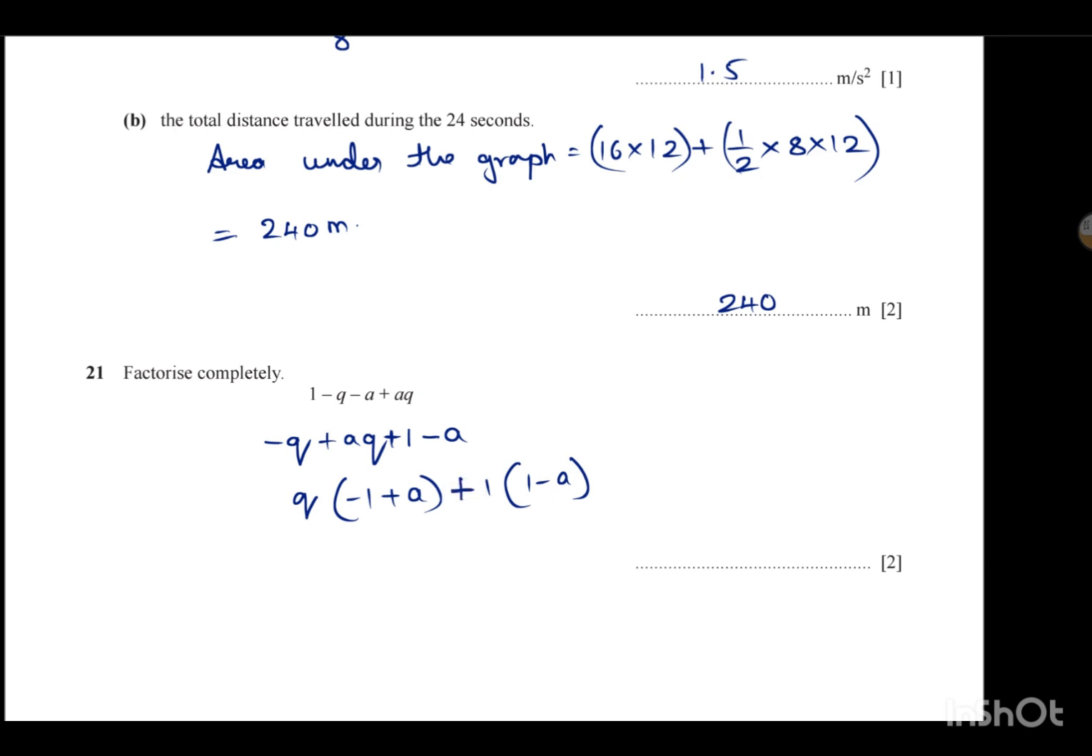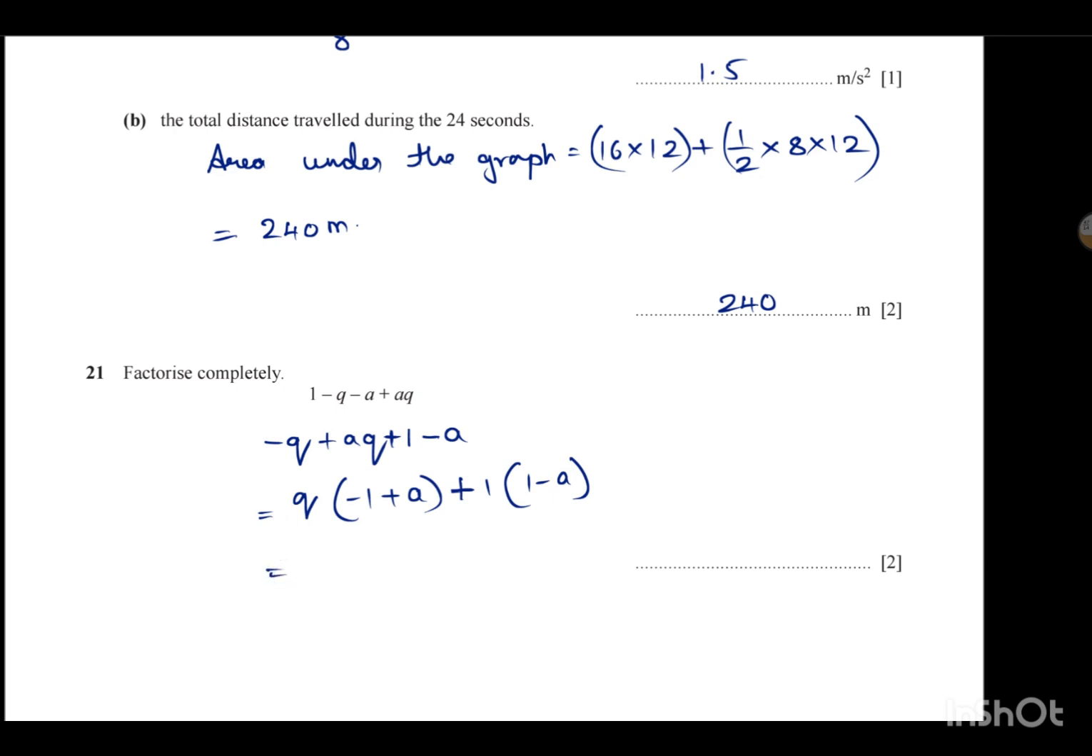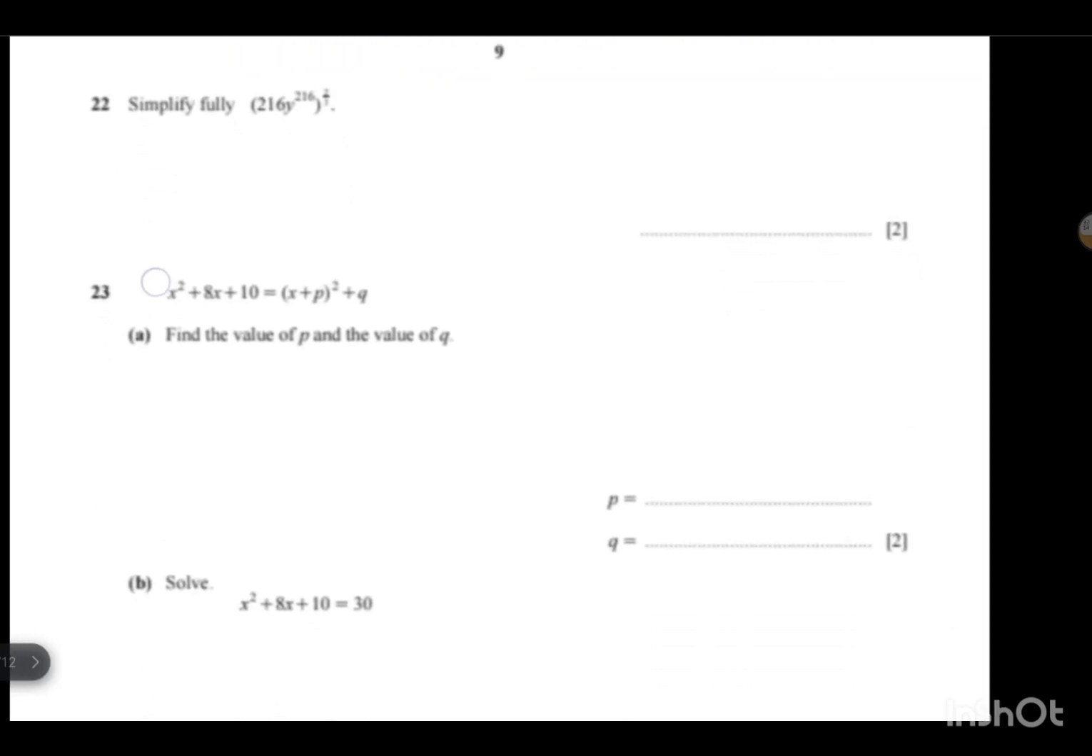I will change minus 1 plus a by taking minus common. So I will get minus q outside the bracket. Minus 1 becomes positive 1 and plus a becomes negative a, plus 1 into 1 minus a. Now the brackets are the same. Take 1 minus a common: 1 minus a into minus q plus 1, which can be written as 1 minus q. So this is the factorization. Done.